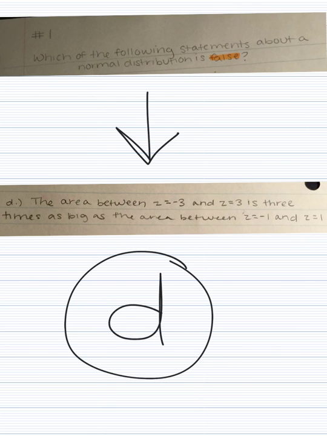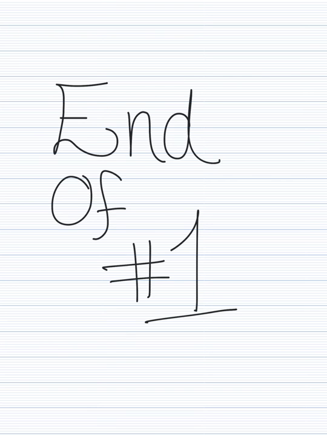Now we can conclude that of the following statements about a normal distribution, the area between z equals negative 3 and z equals 3 is 3 times as big as the area between z equals negative 1 and z equals 1 is indeed false. And that's the end of question number 1 on the Unit 2 AP Stats test.